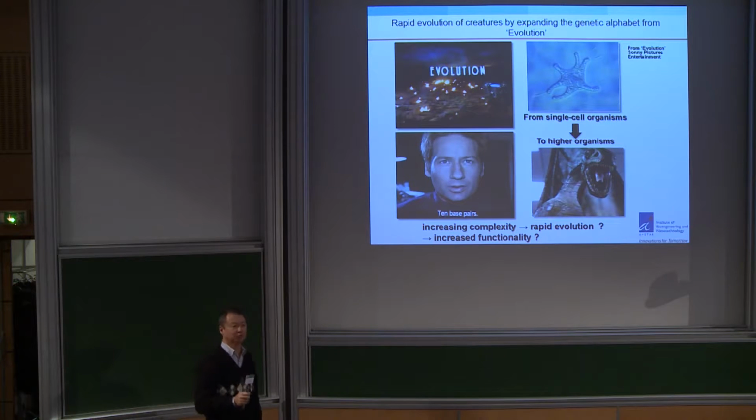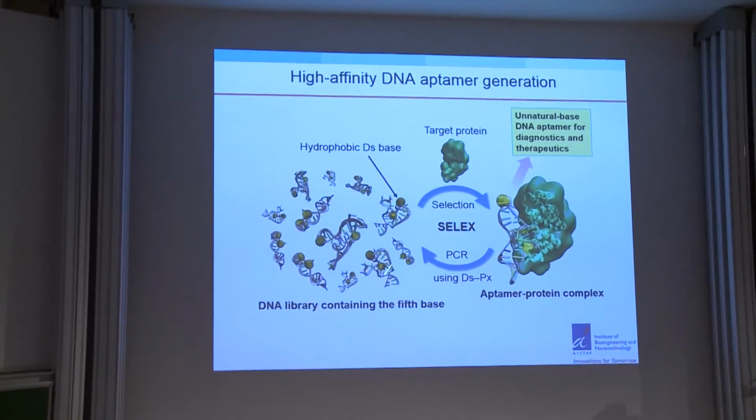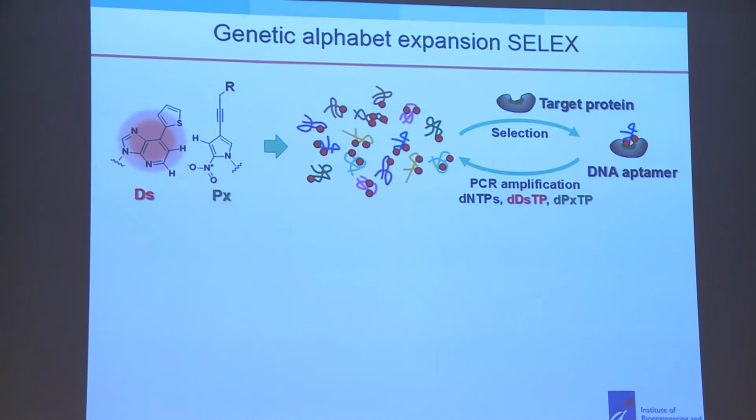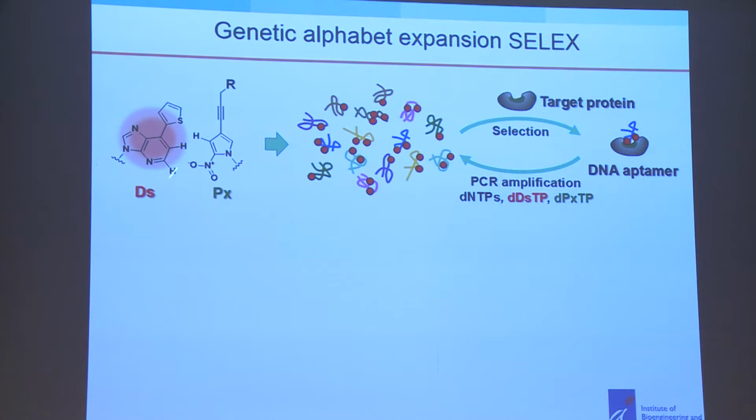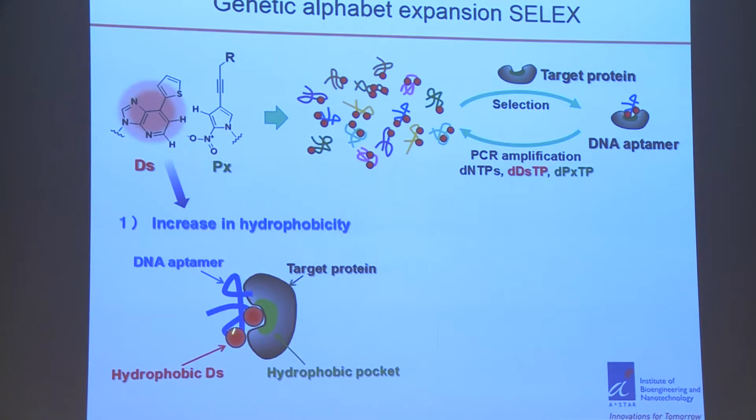So that's why we try an evolutionary engineering method of selection by increasing the DNA letters in the libraries. So we performed selection procedures using the increased letter libraries. We just add the Ds bases into the library as a fifth base. There are two reasons. One is that the Ds base is very hydrophobic. Nucleic acid is generally very hydrophilic, so it's a bit difficult to bind to the hydrophobic part of the proteins. So that's why we add the hydrophobic Ds bases into the library like this.